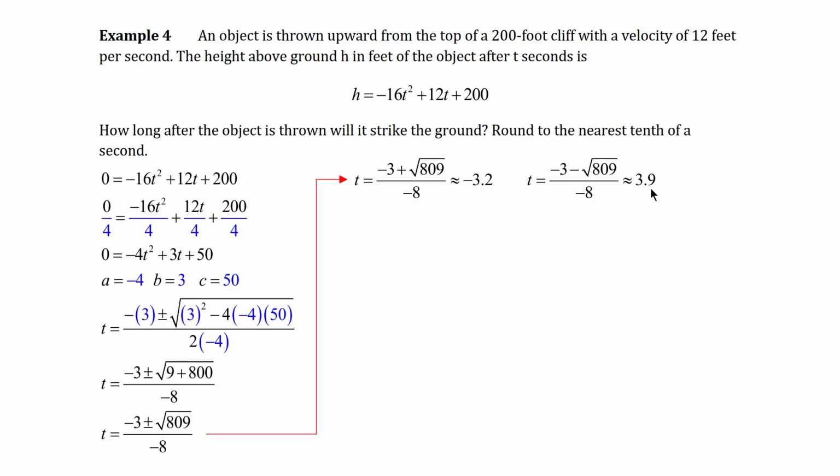So this means after the object is thrown upward from the top of a 200-foot cliff, the object will strike the ground in 3.9 seconds. So our final answer is that the object will strike the ground in 3.9 seconds.